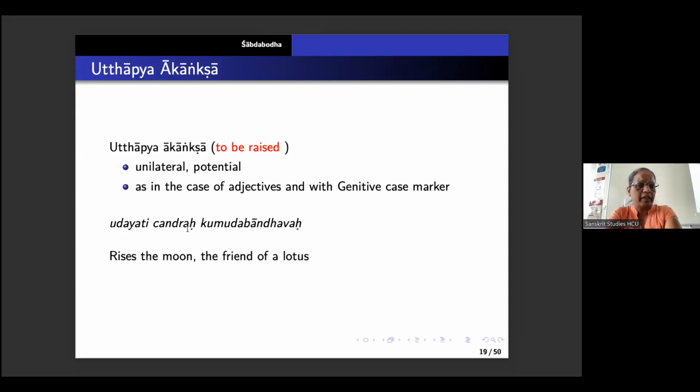There is another kind of expectancy which is unilateral, or there is a potential. There is a possibility that the two words may get connected. So potency is there and it's unilateral. Let me give an example. Let us consider the adjectives. So when I say bring a brown cow, brown is an adjective. Brown has an expectancy for a cow.